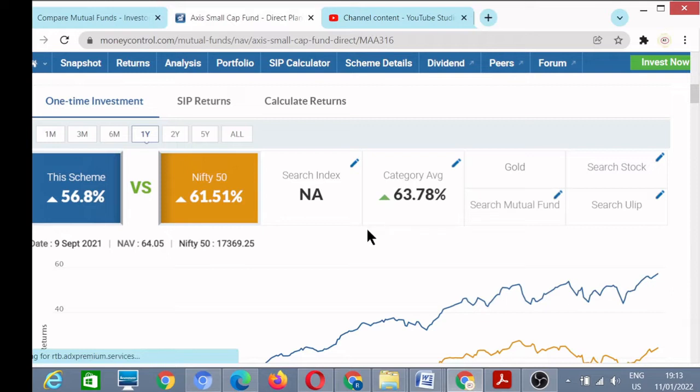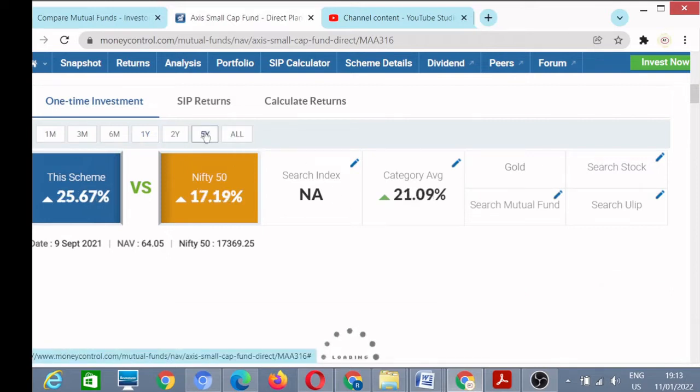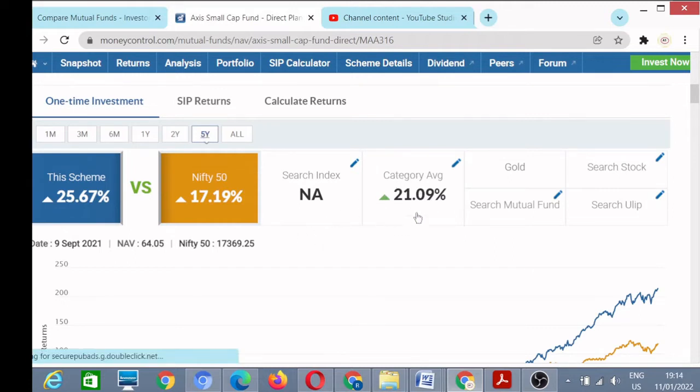So this fund has given less returns as compared to the category average also in the last 1 year. But when we see the performance of this fund in the last 5 years, in the last 5 years this fund has given 25% returns while Nifty has given 17% returns. And what was the category average? Category average was 21% in the last 5 years. So this fund has beaten both Nifty and category in the last 5 years time period.